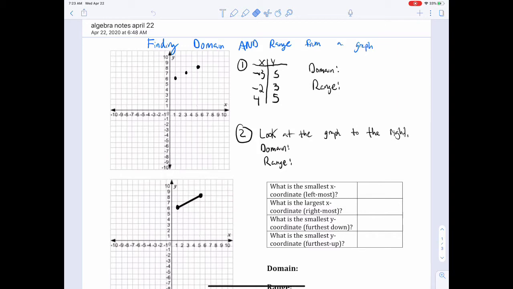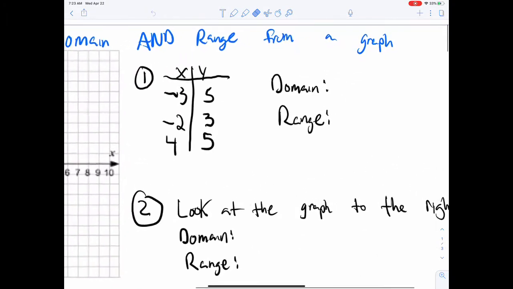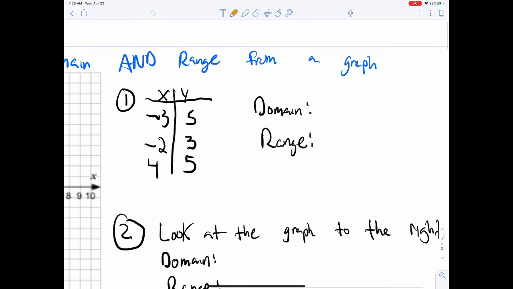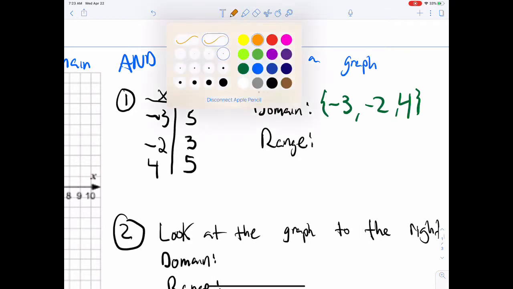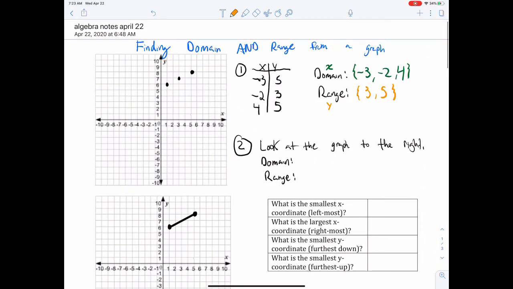It's finding domain and range from a graph. So let's just look at number 1 to review before we get to the graph. The domain of a graph is always all the x numbers. So in this table here, the x numbers are -3, -2, and 4. So that's our domain. Our range are all of the y numbers. So that's 3 and 5. We don't have to write the 5 twice, because that's just already included.